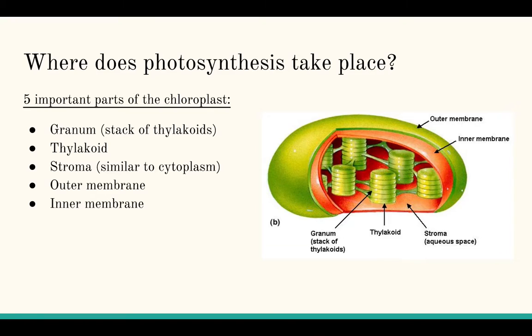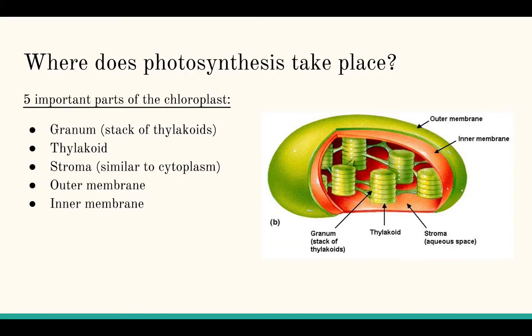There are 5 important parts of the chloroplast that I want to point out to you. The first is the granum, which is the stacks of thylakoid. They look like stacks of quarters inside of the chloroplast. The next is thylakoid. An individual quarter is a thylakoid.